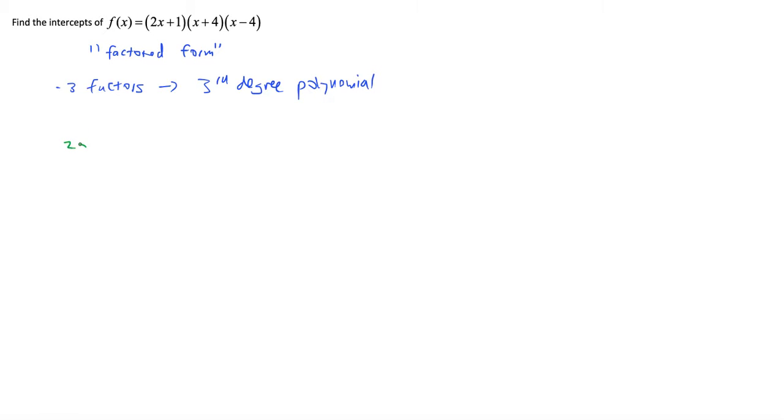Let's set 2x plus 1 equal to 0. We'll set x plus 4 equal to 0. And we'll set x minus 4 equal to 0. So let's take a look, right? Let's subtract the 1. So we get 2x equals negative 1, and then x equals negative 1/2. So what can we conclude? We can conclude that negative 1/2 is an x-intercept, right?